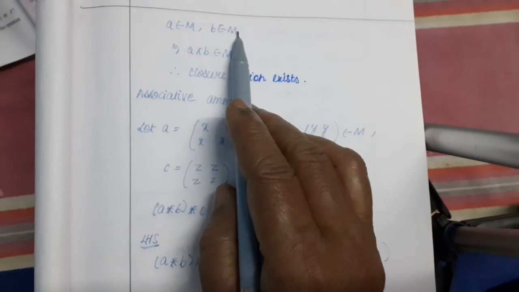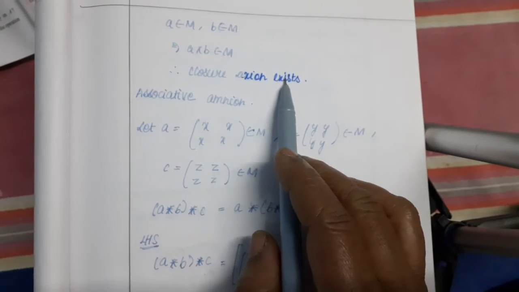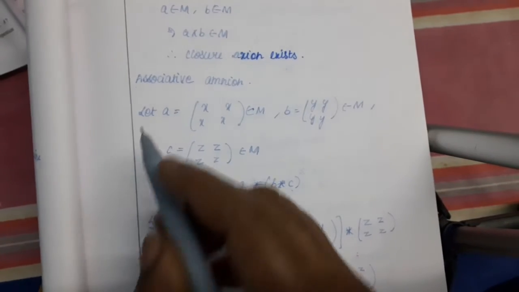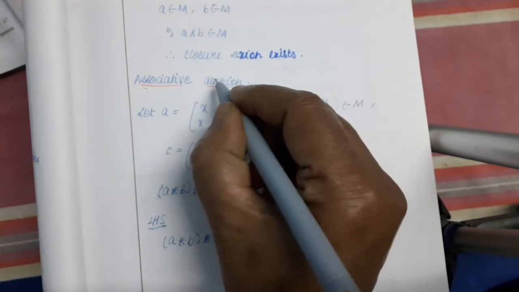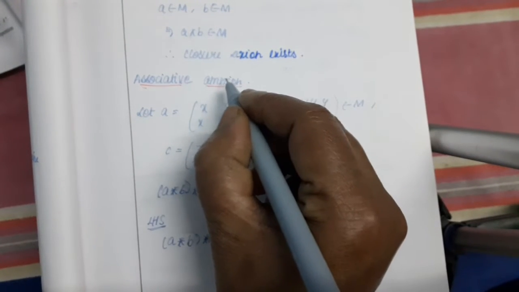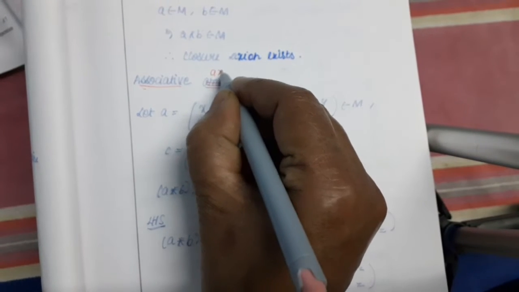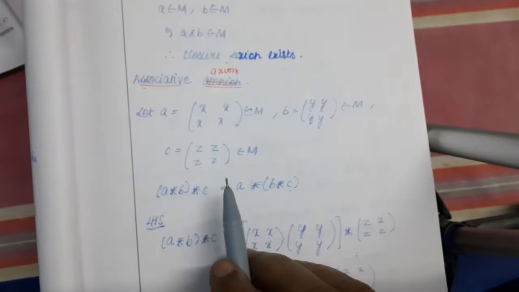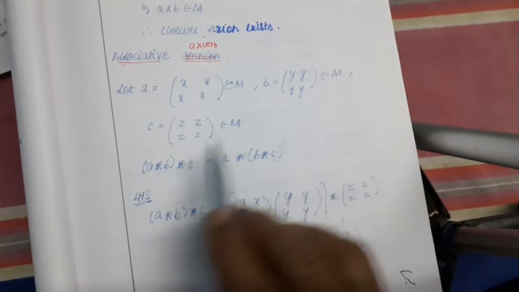Therefore, take any 2 elements in M; their star multiplication also belongs to M. Therefore, the closure axiom exists. Now see the associative axiom. Let A equal to x, similarly B equal to y, C equal to z.